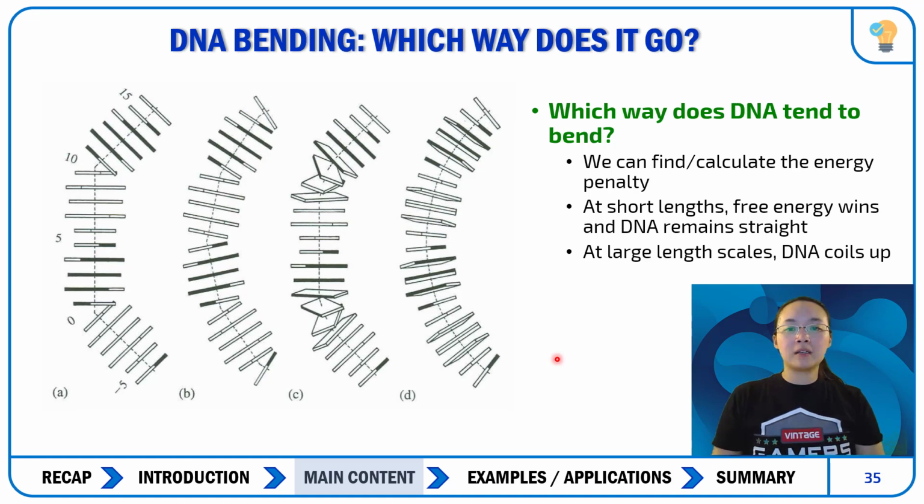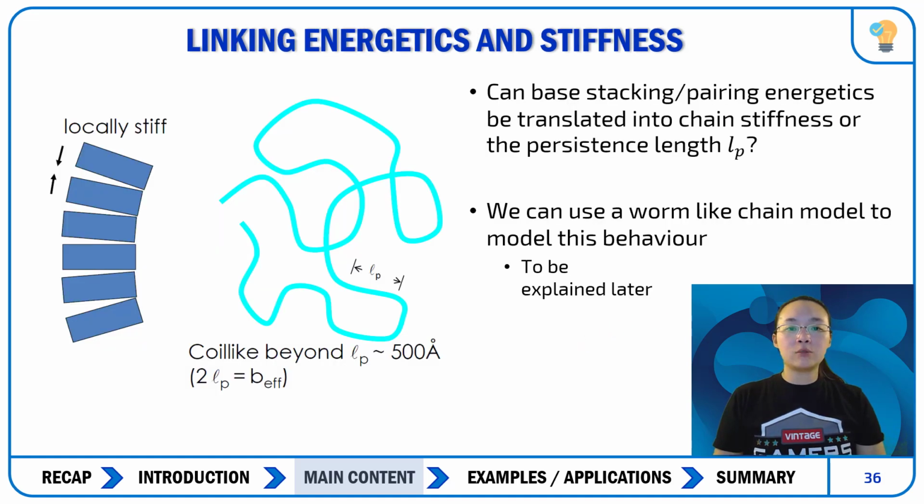So what does this mean? We have to take a look at some linking energetics and stiffness. So the question is, can base pairing and energetics be translated into chain stiffness or the persistence length LP? And something we can use to help answer that question is the worm-like chain model. And we're going to explain that later, but essentially what's happening is you're going to use the worm-like chain model and take a look at how it's going to affect the persistence length, and that will then tell you whether that DNA is going to bend or not.